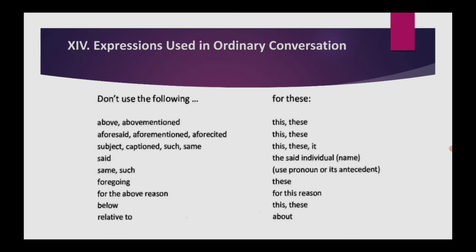Do not use the following, like above-mentioned, or aforesaid, aforementioned, aforecited. Subject, caption, such, same, said, foregoing, for the above reason, below, relative to. So these are the old style. We do not use this anymore. We stick to this. The said individual, use pronouns or its antecedent, this reason, this, about. So simplified.